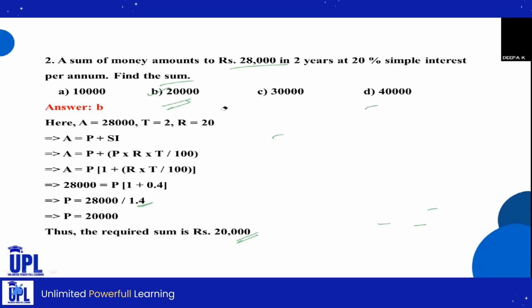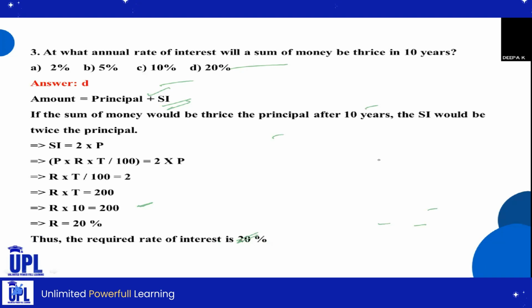Next question. At what annual rate of interest will a sum of money be thrice in 10 years? Option A 2%, option B 5%, option C 10%, option D 20%. What did they ask? What annual rate? So here we have to find the rate of interest. That means R. We are going to calculate R here.